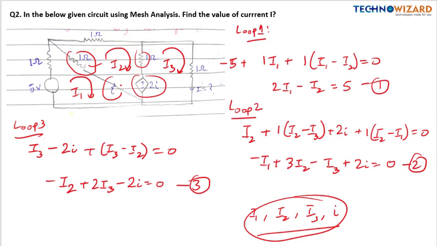Now from here you can write the current I is equal to I1 minus I2. In this branch the current flowing is I equal to I1 minus I2. This is our 4th equation. Please remember these 4 equations. Now you have to solve these 4 equations to find the value of I3 current. So let's see how we can solve.